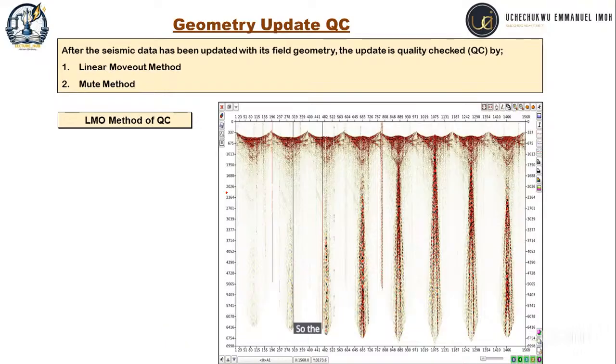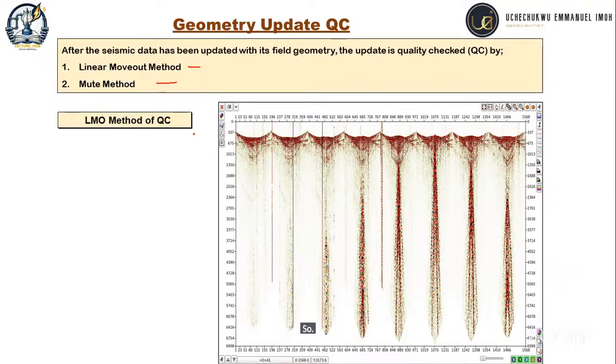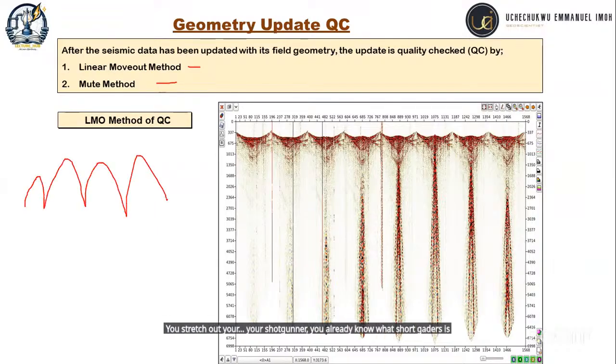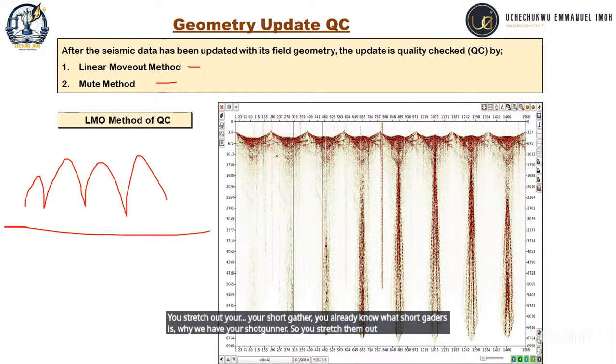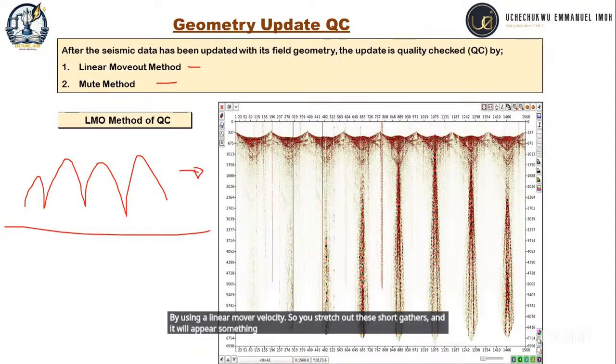So the first thing you do after doing geometry update is that you must quality check it, and there are two ways to do that. You have the linear move out and the mute method. So they are the two ways. For your linear move out method, you stretch out your shot gather. You already know what shot gathers are. So you stretch them out, the way it's looking on the screen by your left, by using a linear move out velocity. So you stretch out these shot gathers and it will appear something like what you have on the screen.